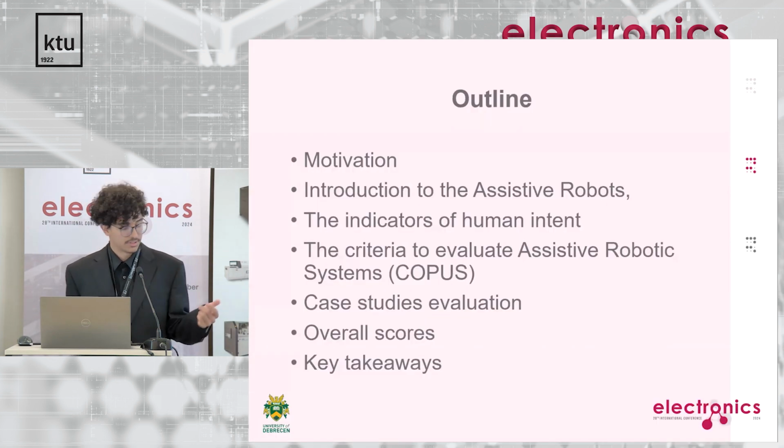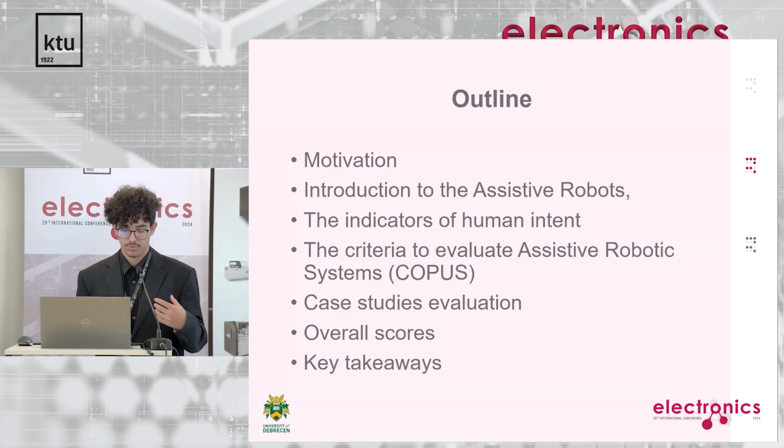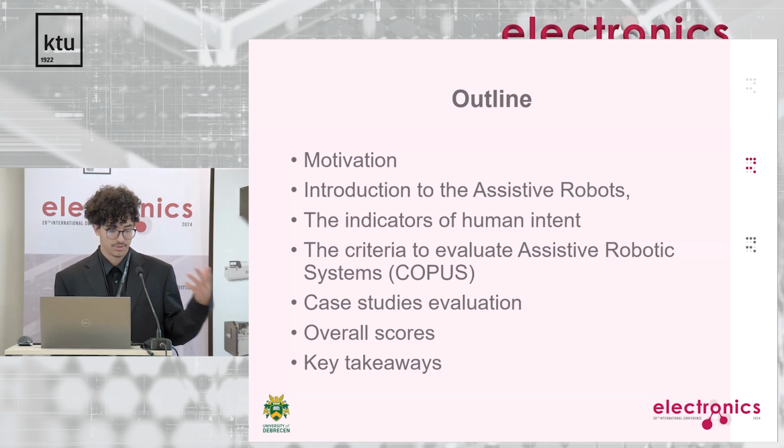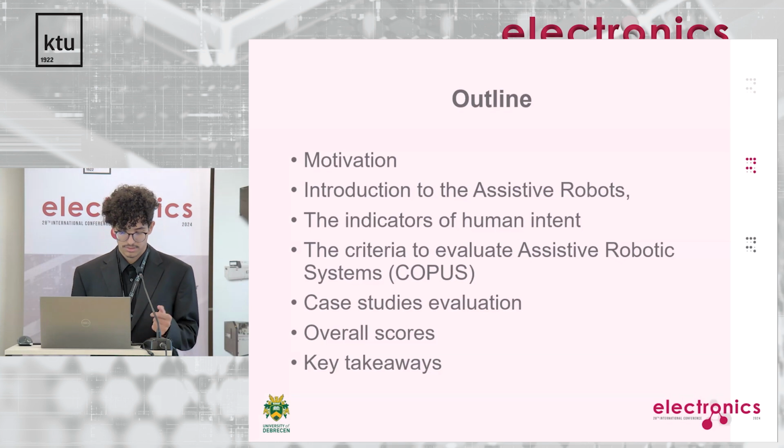So, the outline of the presentation: first the motivation for this research, an introduction to what these assistive robotic systems are, what the indicators of human intent are that enable us to communicate with the robots, the criteria evaluation system we came up with, and we're going to go through some case studies to analyze them, see the final scores, and the takeaways from this research.